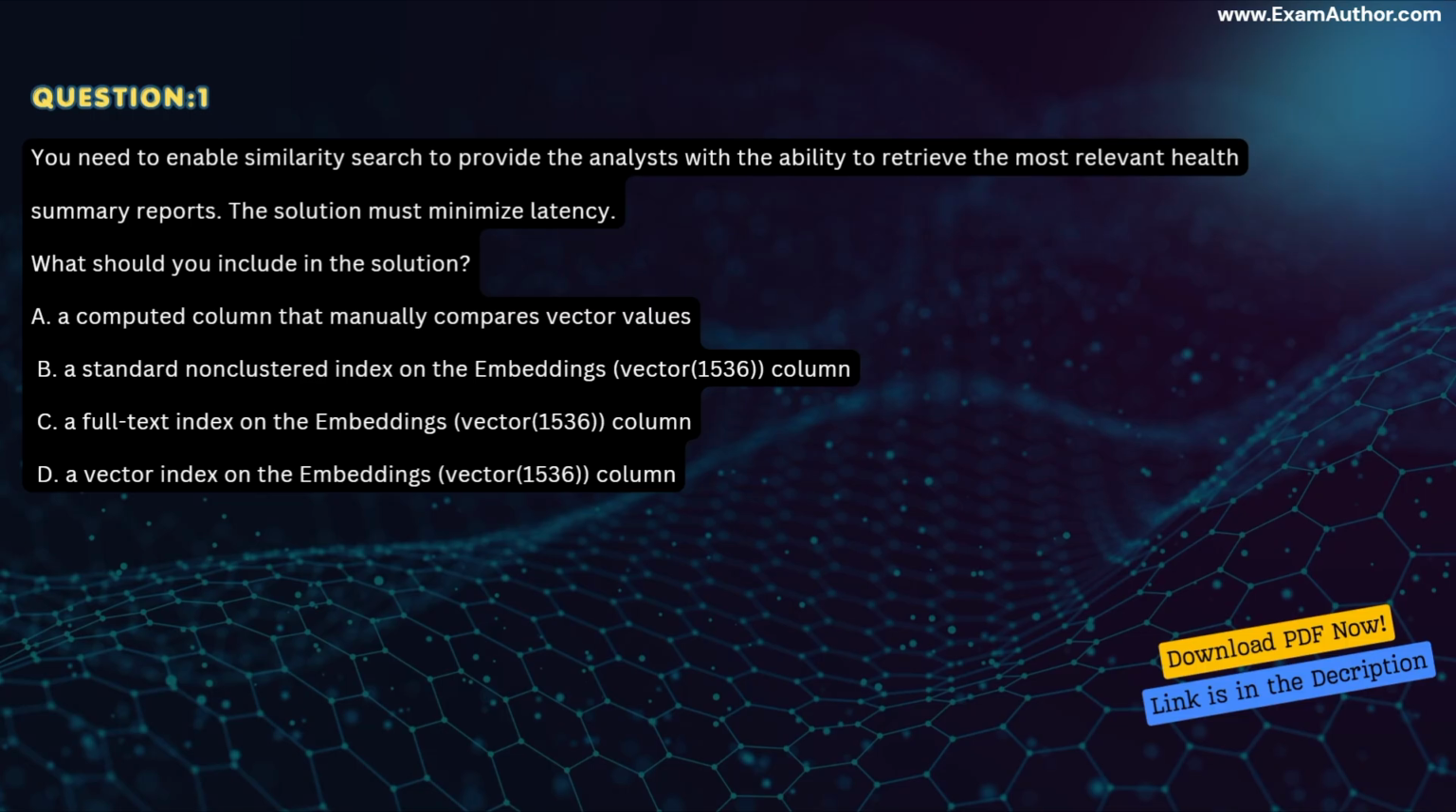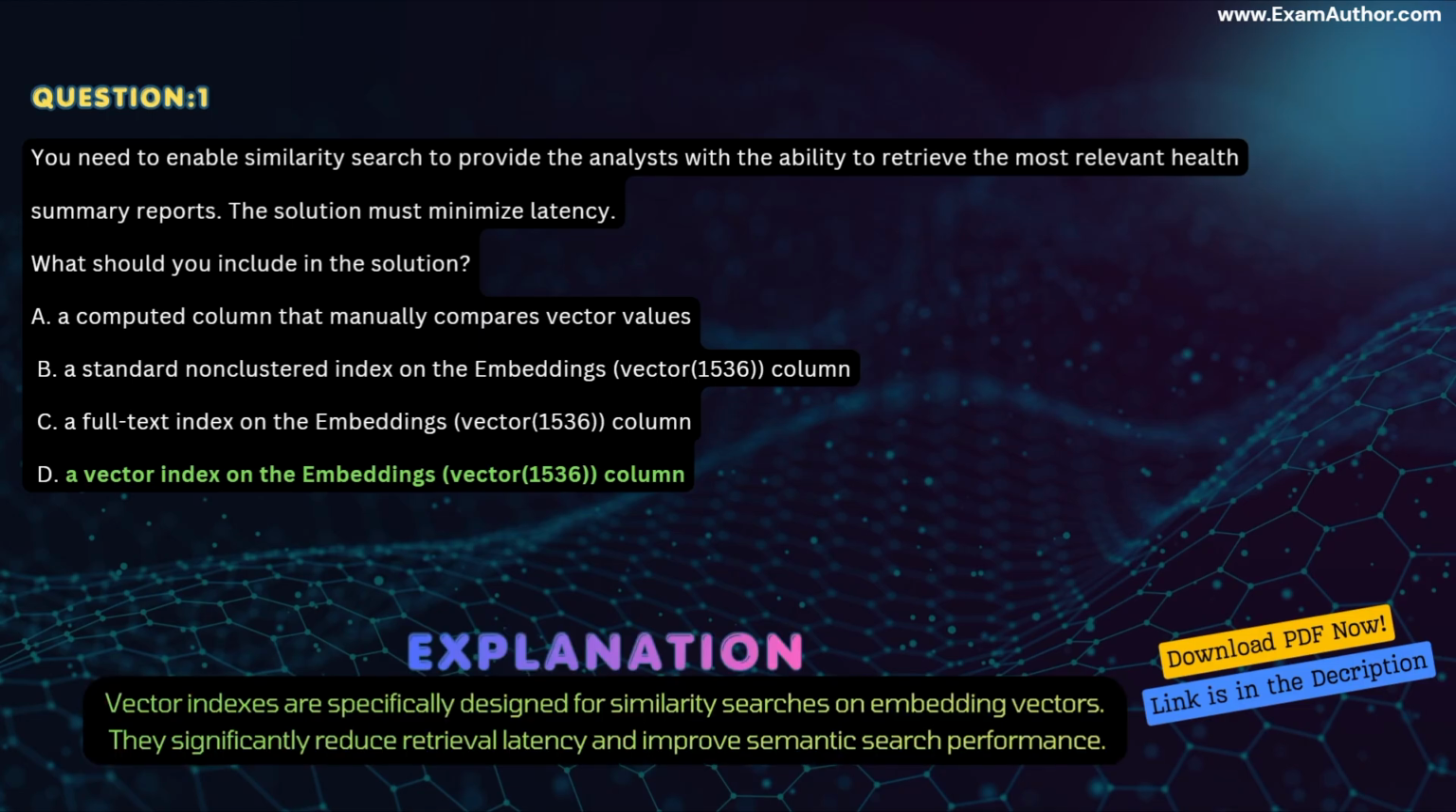Correct answer, D. A vector index on the embeddings vector(1536) column. Explanation. Vector indexes are specifically designed for similarity searches on embedding vectors. They significantly reduce retrieval latency and improve semantic search performance.